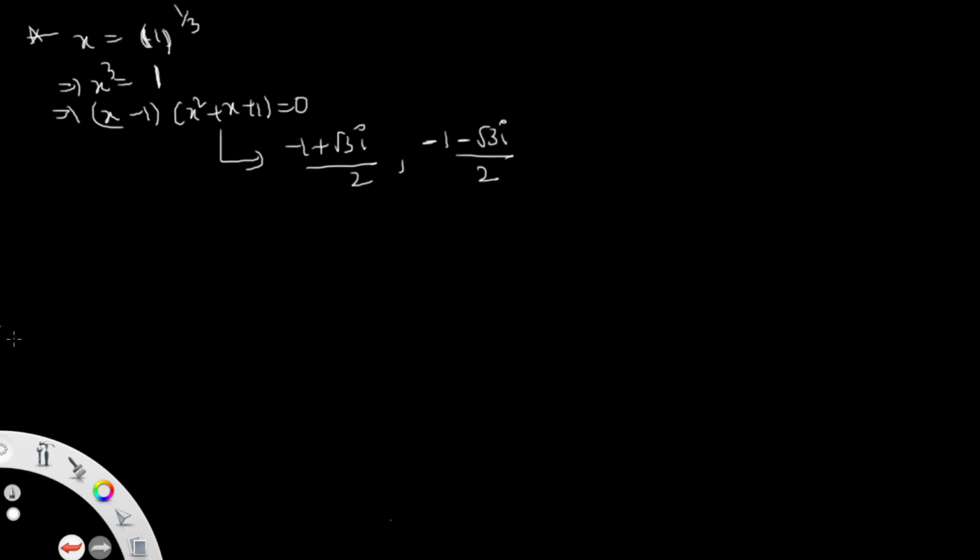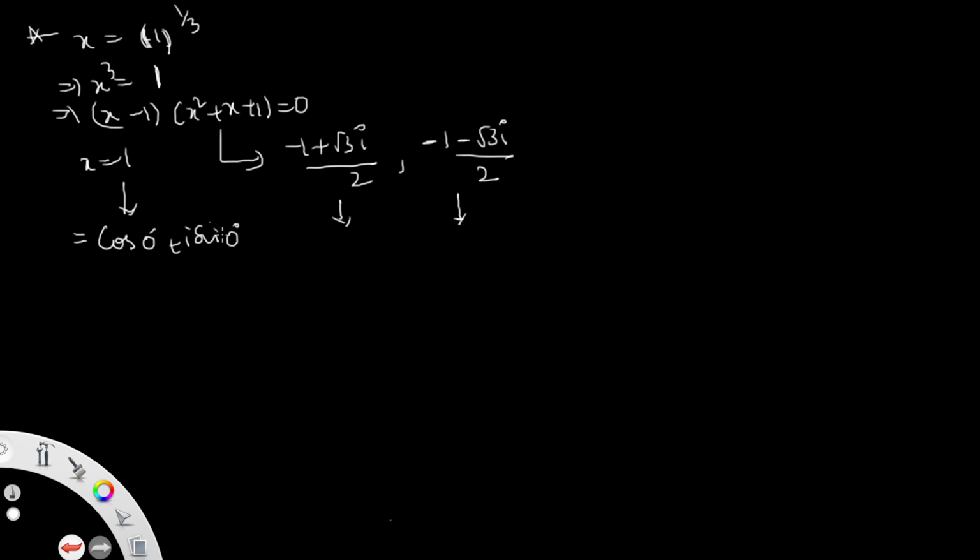Now from here onwards we should write these terms in polar form. In polar form, the first term is x equal to 1. 1 means we have to write cos 0 plus i sin 0.